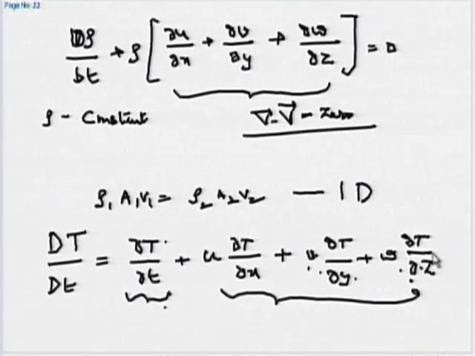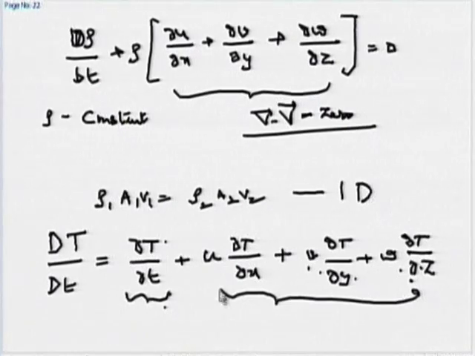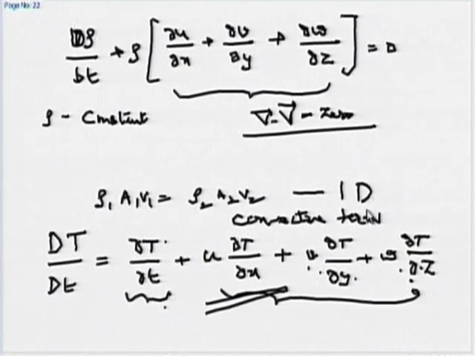Let us not worry about v and w. Only u is there. So, if I am moving with velocity u, I am going to undergo a temperature gradient. Why? Because I am entering from a hotter environment to a cooler environment. That is this u del T by del x. That is why we call this the convective term.